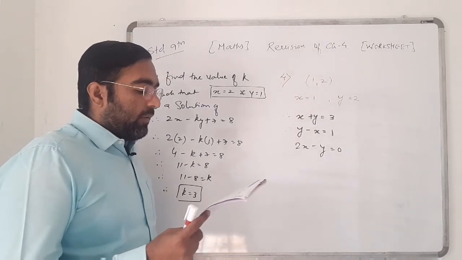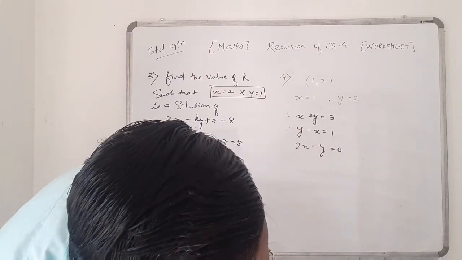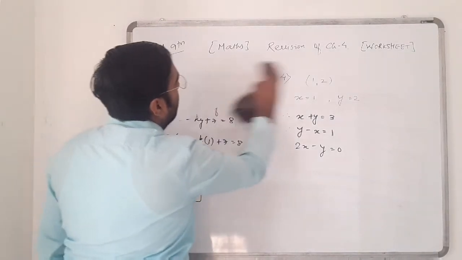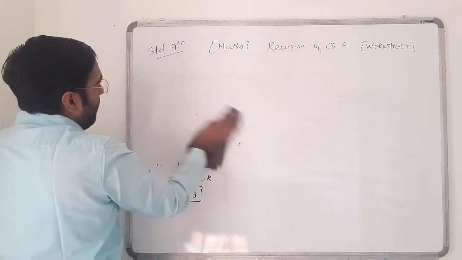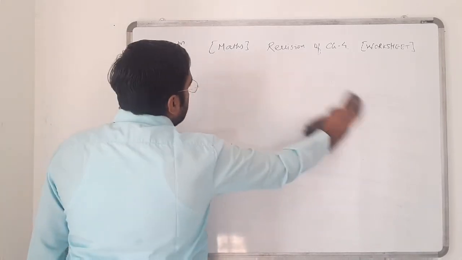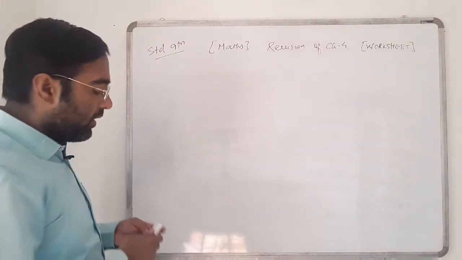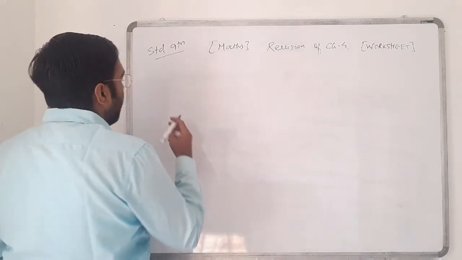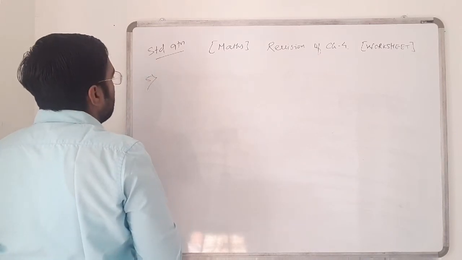Next, draw the graph of x plus y equal to 9. So therefore we should draw the graph for this one, and we should also find the solution of this equation. Okay. Question number 5, draw the graph of the equation x plus y equal to 9.